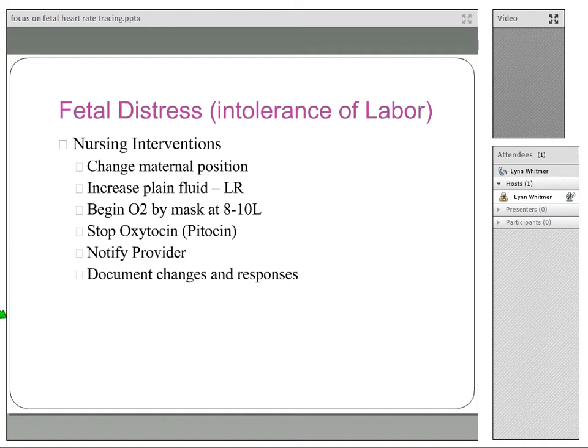So change your position, give her fluids, then give mom oxygen. And we're not giving little amounts of oxygen. We're giving oxygen by mask, so it's a higher concentration, and we're giving her 8 to 10 liters because we need to get that oxygen all the way down to that placental bed. So she's got to breathe deep, large volumes of oxygen to try and give that baby some extra perfusion. So we're changing mom's position, we're giving fluids, we're giving large volumes of oxygen. That's going to increase the fetal heart rate.